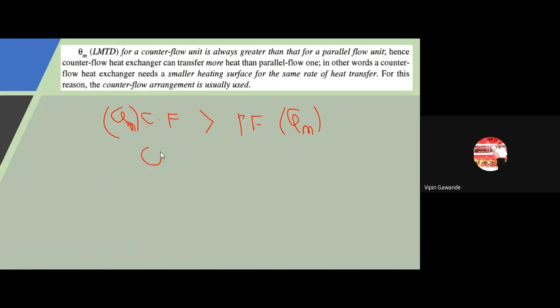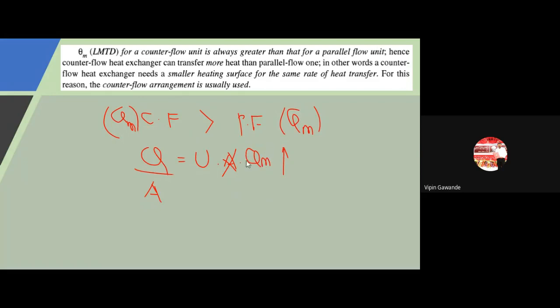Now we have seen the formula. What is the formula? Q is equal to U A theta m. Now this theta m is greater for the counter flow. Now you take this area, this area comes here. I'm taking the area here, so you remove this area and it comes here. Now from this statement, what can we interpret?